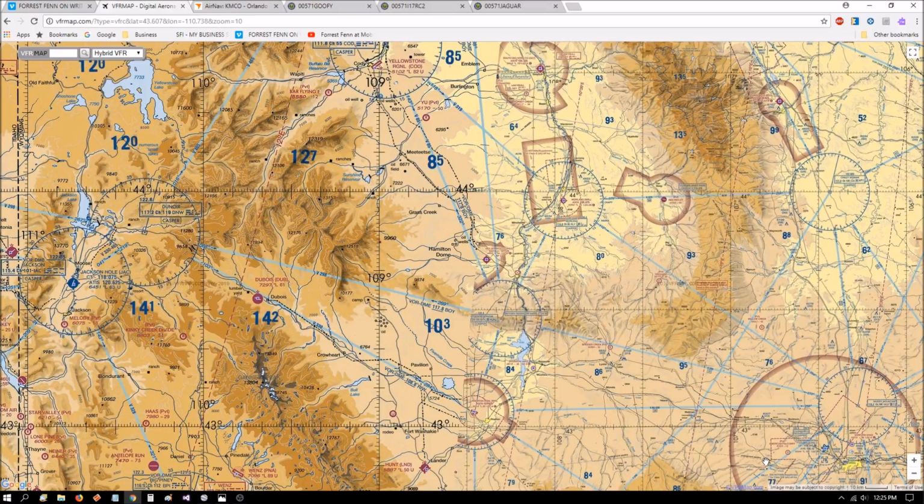Now it gets even more interesting, because if you're doing IFR, and because of the amount of traffic we have, air traffic controllers in the old days used to do what they call vectoring somebody in or out.